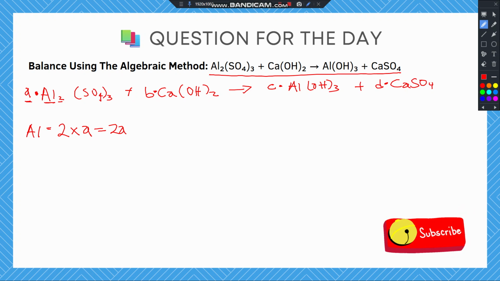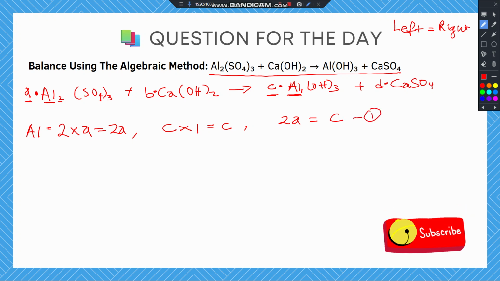I'm sure you did. The next appearance of aluminium is on the right hand side. You can see aluminium having a subscript of 1, even though that 1 is not identified, and then a coefficient of C. So that tells us that on the right hand side, the number of atoms of aluminium will be given by C multiplied by 1, which gives us C. And according to the law of the conservation of matter, the left hand side must be equal to the right hand side when you're balancing a chemical equation. So that simply tells us that 2A has to be equal to C. This is the first equation.